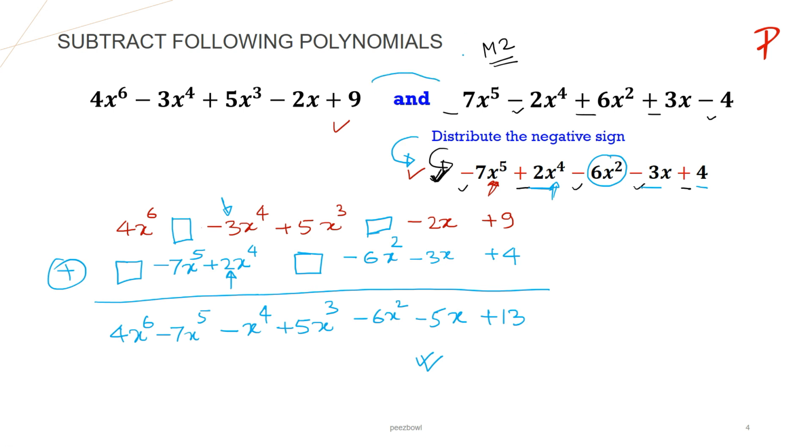So by following any one method, either the first method or the second method, we will get the same result. Okay, hope you understood this concept. In my next video, I will bring more such examples, more difficult examples, so that your concept of subtracting two polynomials will become easier, right?